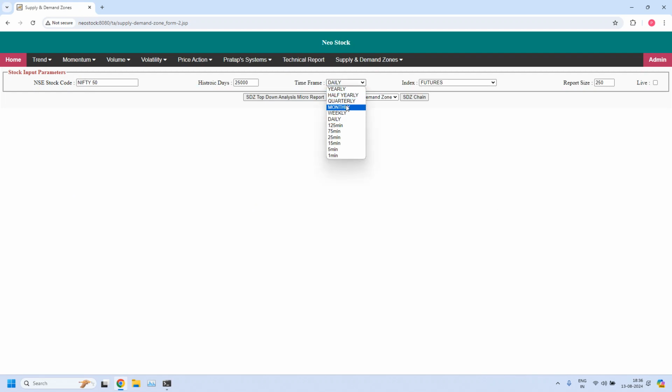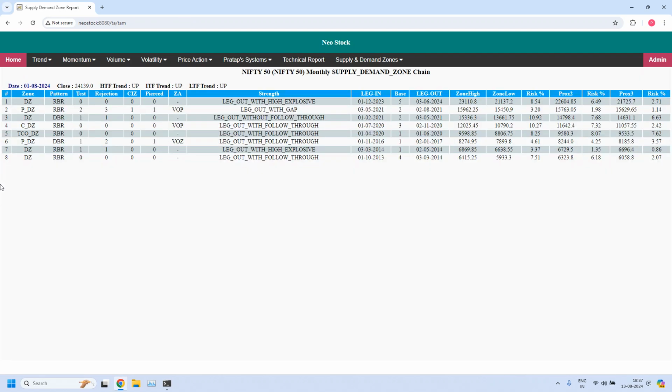Starting from the monthly time frame, I am generating a monthly supply demand zone chain for NIFTY. And in every report, I am telling you, in the zone column always look for high liquidity zones. High liquidity zones will be available here. And the pierced count you should always look for. If the pierced count is not 0, the zone is invalid. And for any of the test or fresh zones, if you want to check, look into the test column and rejection columns. The remaining columns you are all aware of.